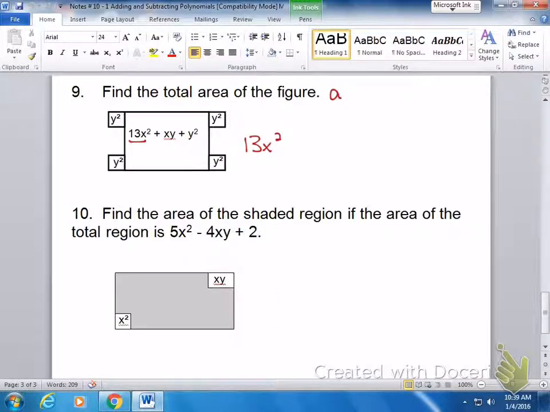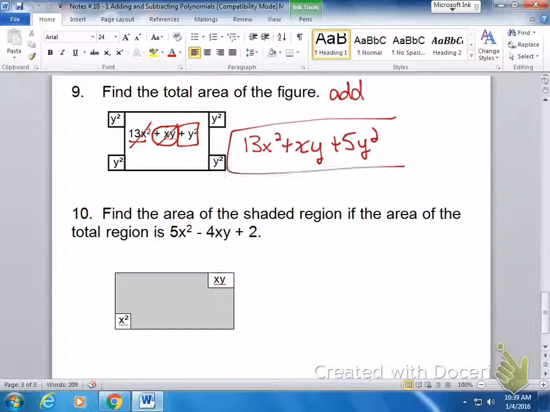I'm going to write out here to add them so I don't forget. Now I go to xy. Well, I only have one xy. There's no other one, so plus xy. But now I come over to y squared. Well, I've got 4 or 5 of those, so I have 1, 2, 3, 4, 5 y squared plus 5 y squared. So not too bad. That only works if it's addition. If they're talking about subtraction, you have to write it out so that you make sure and distribute your negatives.